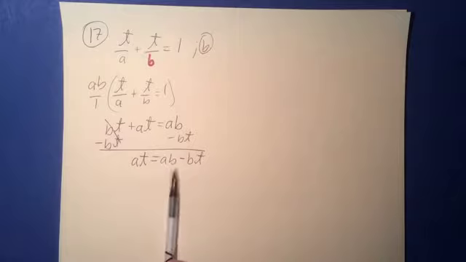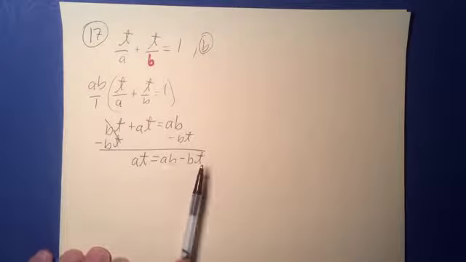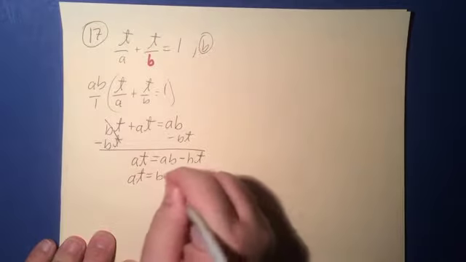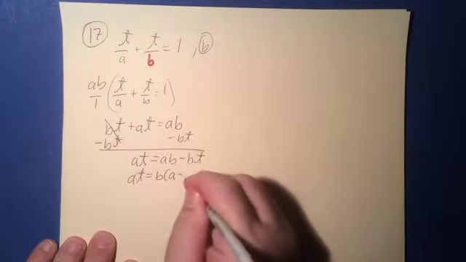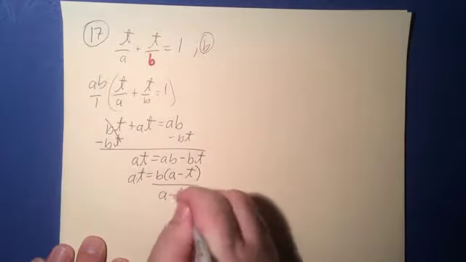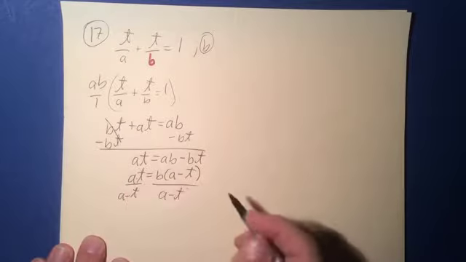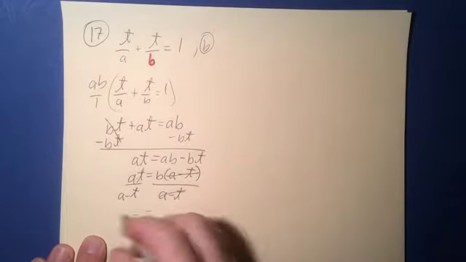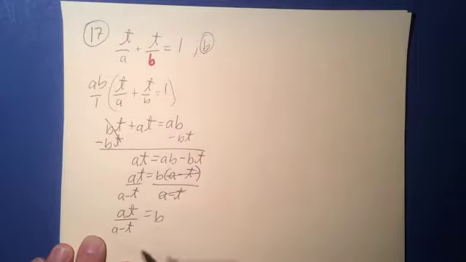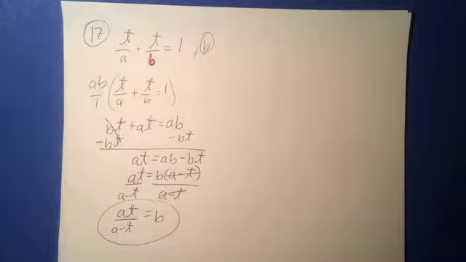But now what we need to do is, because both of these terms contain a B, I need to go ahead and factor that out. So I can write this as AT equals B times (A minus T). So I'm factoring a B because there's a B in each term here. And now if I want to get B by itself, I divide both sides by A minus T. And that's going to give me AT over A minus T is equal to B. And I now have isolated B and I solve for B.